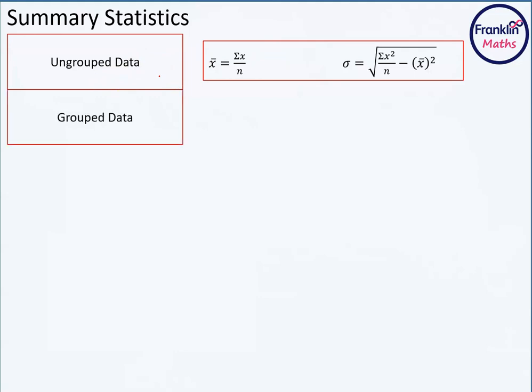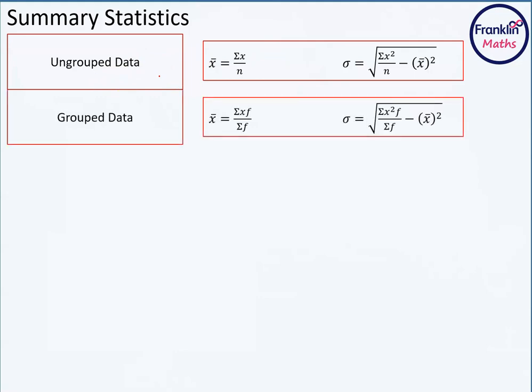And if it's grouped, so in a table, we would use sigma xf over sigma f, and the formulas are extremely similar.